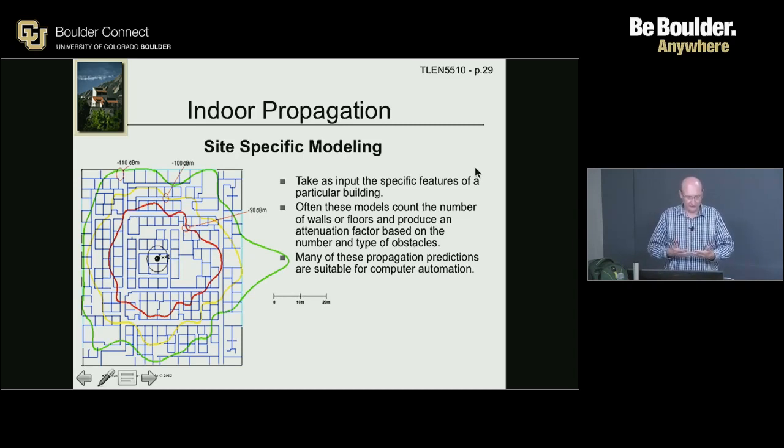Site-specific models, of course, also exist for outdoor, but then you just need to have terrain data, building data, and even morphology data, which is, is it a field, a road, a lake, or a built structure. And we'll try to do more with that with EDX later in the semester.